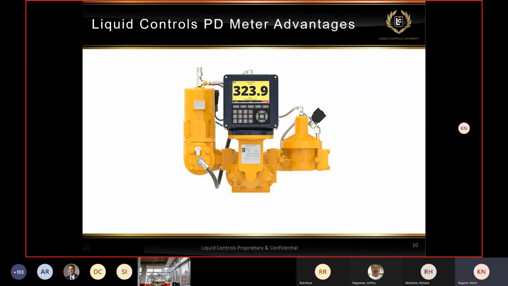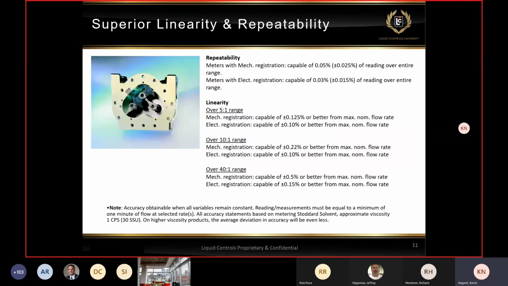The advantages of utilizing our meter are, as Dan talked about earlier, superior linearity, repeatability, and accuracy. All of the accuracy statements that you see, whether on this slide, on any piece of literature you pick up at a trade show or have in your office, or find on our website, are based on a product of 1 centipoise or 30 SSU. If the product gets thicker, our accuracy only improves.